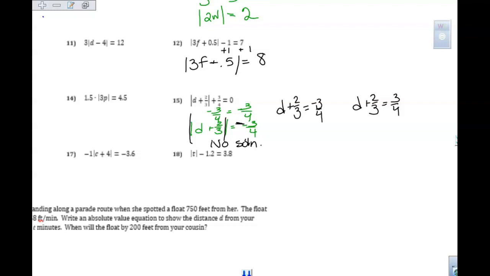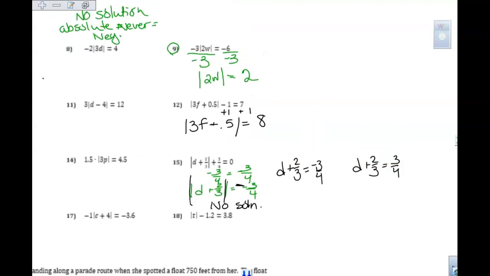So if I was looking at number 12, okay, what's my next step? I got to do the split. So you want to give it a shot with writing one of my equations from this one? No absolute value, just 3f plus 0.5, and let's go positive first. Equals 8. And we're going to put an or.